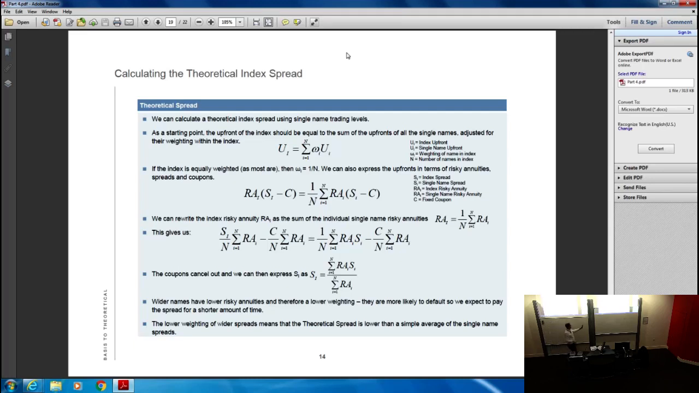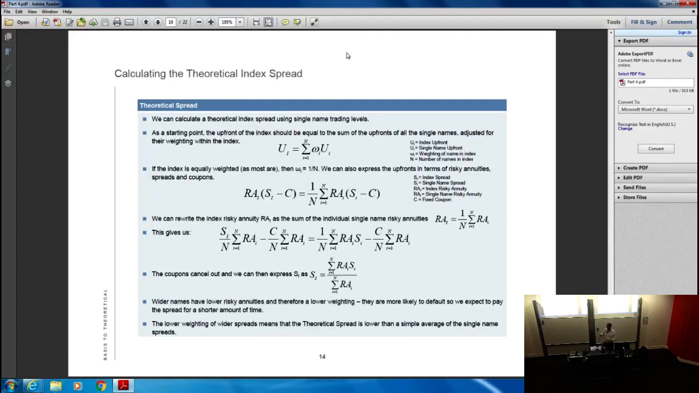So essentially what we've come to, which we show over here as well, is that your index spread is a weighted sum of each of the individual spreads themselves. And what is the weighting? The weighting is the risky annuity of that name relative to the risky annuity of the total index itself. So it's not quite an equally weighted sum, but it is a sum that's weighted by the risky annuity of each individual name.